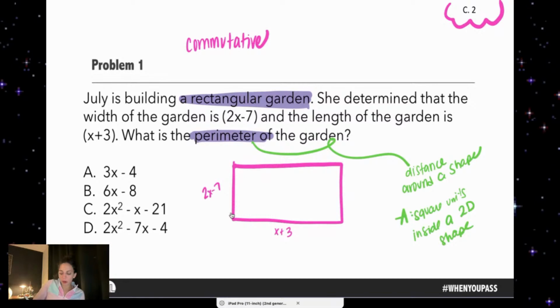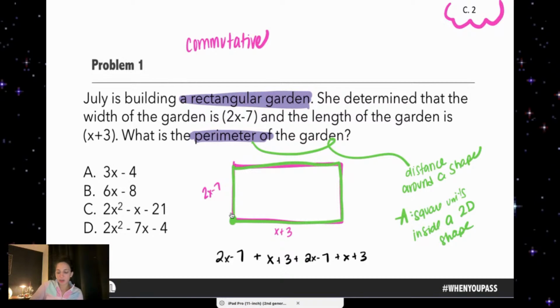So if I'm looking for perimeter, I want to know the distance from here to here to here to here and all the way back. So I am going to do 2x minus 7 plus x plus 3 plus 2x minus 7 plus x plus 3. And you're like, Amy, how did you get 2x minus 7 and x plus 3 and 2x minus 7 and x plus 3?